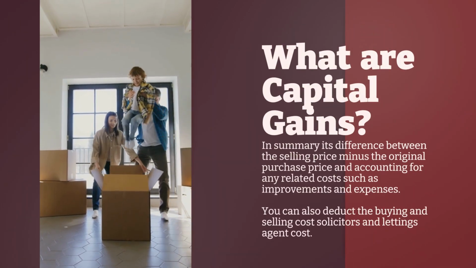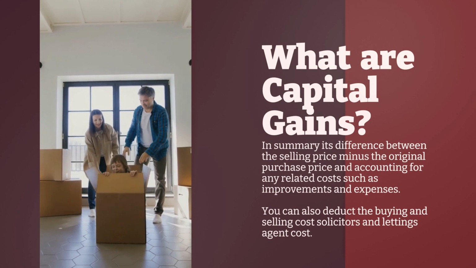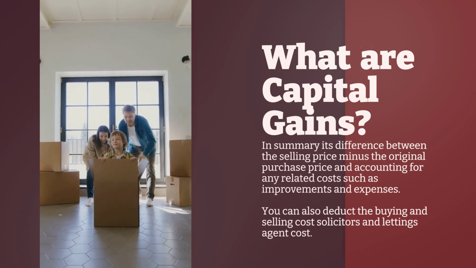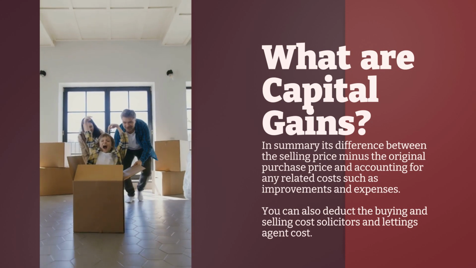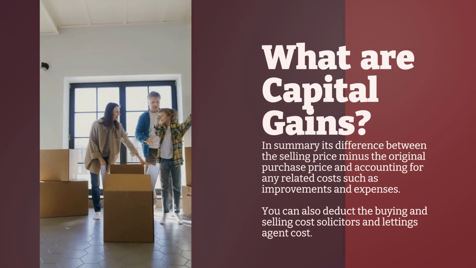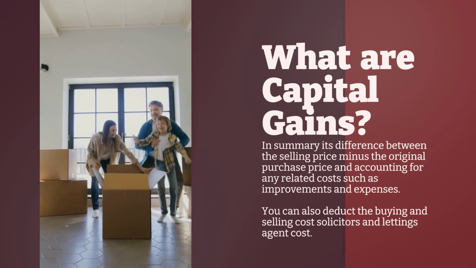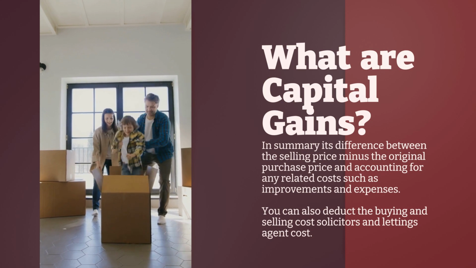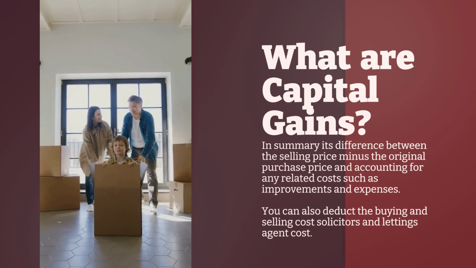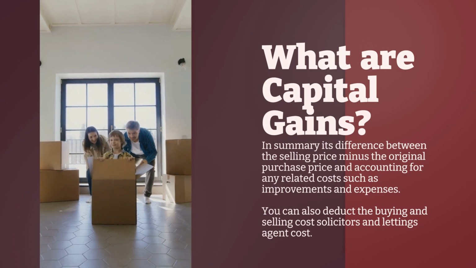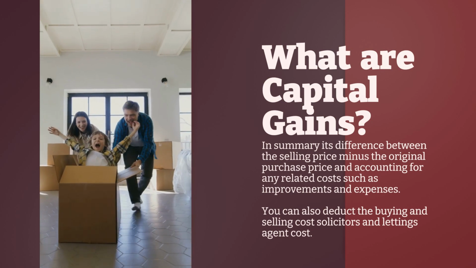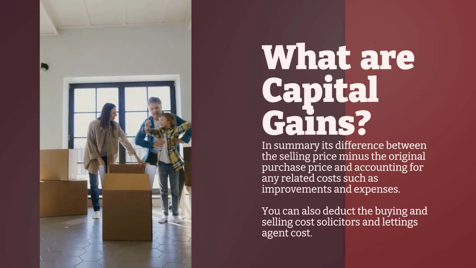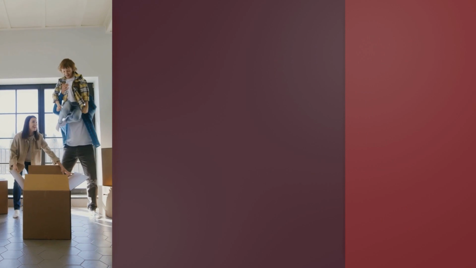Capital gains on property are essentially the profit you make when you sell your property for more than what you had paid for. In the context of residential property, it refers to the difference between the selling price minus the original purchase price and accounting for any related costs, such as improvements and expenses. You can also deduct the buying and selling costs, such as solicitors' legal and letting agents' costs.